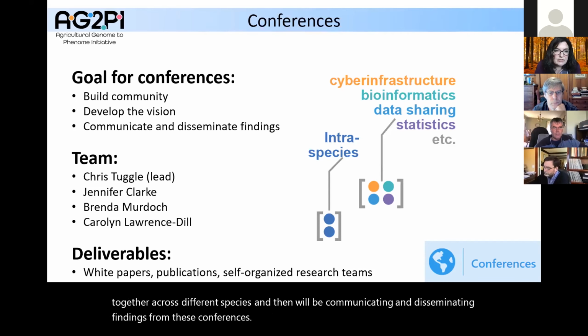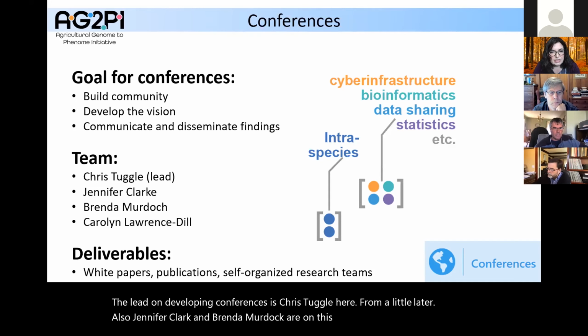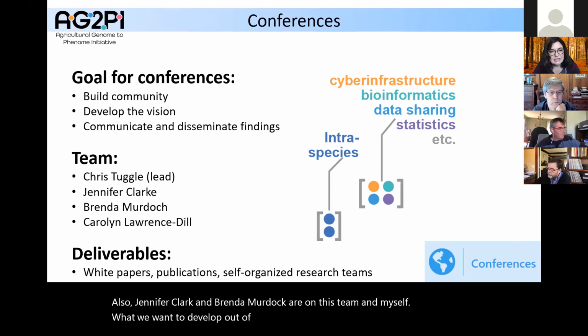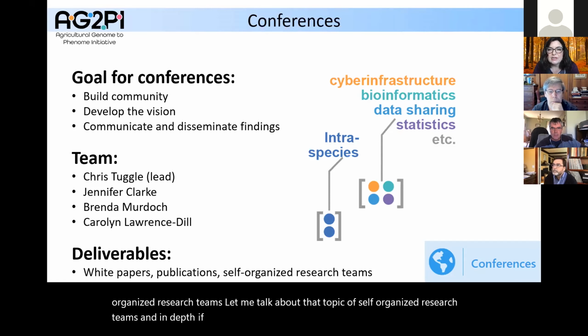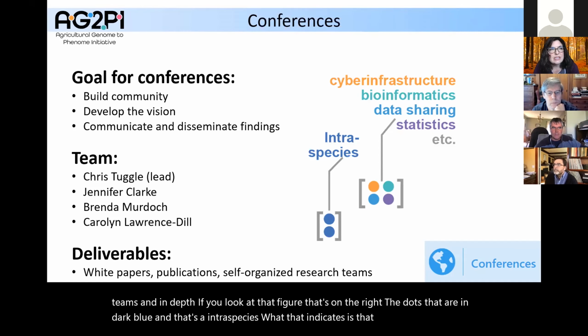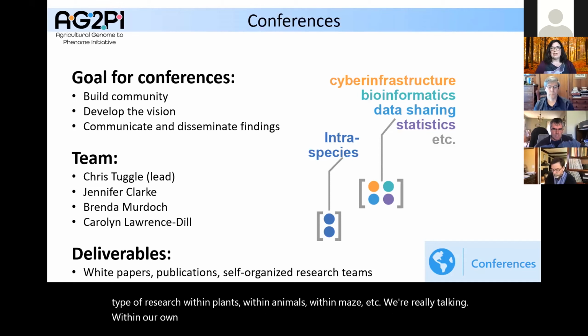The lead on developing conferences is Chris Tuggle, who you'll hear from a little later. Also, Jennifer Clark and Brenda Murdoch are on this team, and myself. What we want to develop out of this activity is white papers, publications, and self-organized research teams. Let me talk about that topic of self-organized research teams in depth. If you look at that figure on the right, the dots in dark blue that say intraspecies indicate that within a particular type of research, within plants, within animals, within maize, et cetera, we're really talking within our own groups most of the time. That's how we write grant proposals.